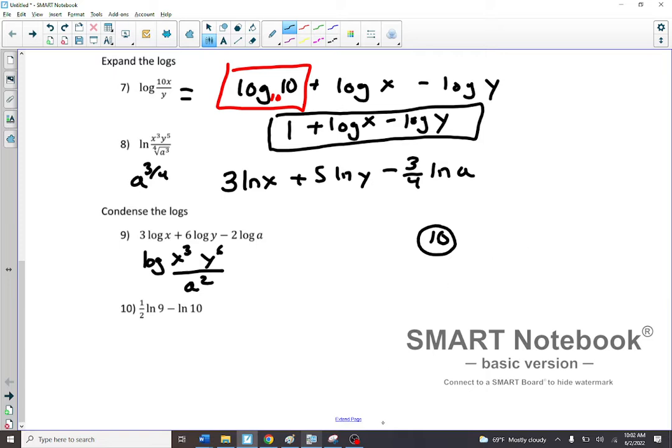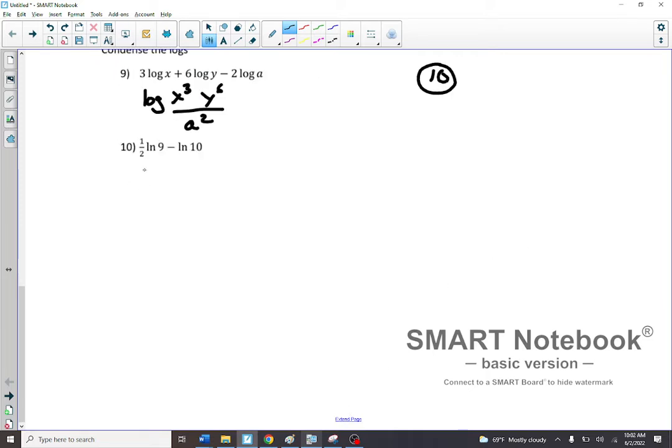For number 10, that's what I'll do here. Half ln 9 minus ln 10. Ln, the square root of 9, because the half power is the same as the square root, over 10, which means I would simplify it to ln 3 over 10. Remember, the 10 is within the ln.